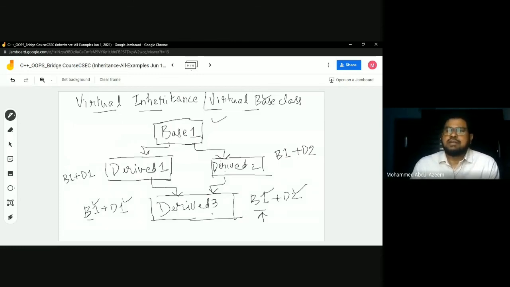To eliminate those duplicate copies, we have two solutions. One solution is to declare the base class as virtual. Another solution is to inherit the base classes or derived classes virtually at any derived class where you find that duplication can be possible. So this is all about inheritance. I hope this is all clear for you, and we have worked out a few examples.